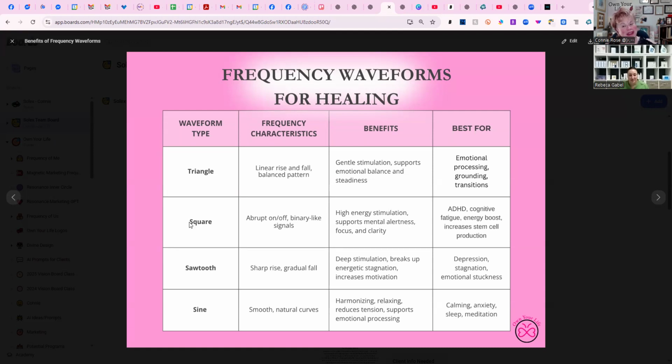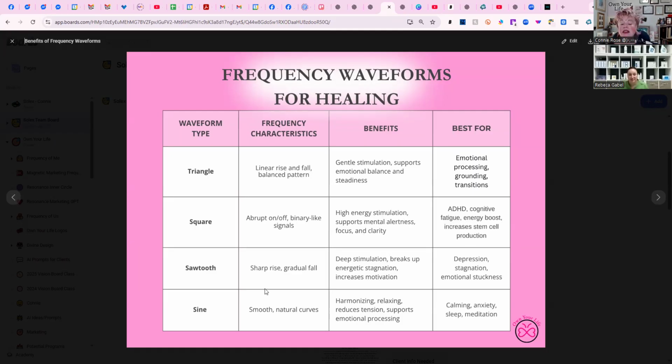As we age, I'm 53, you have less and less stem production. So for me, healing my knees and my back, I would choose square wave because it helps with all kinds of stuff around the physical too. And it also helps with high energy stimulation, mental alertness, focus, clarity. So things like ADHD, cognitive fatigue, energy boost. That's when you want to choose square.